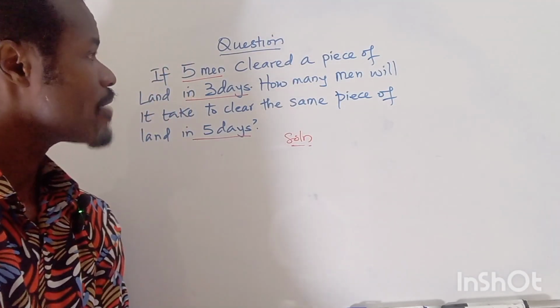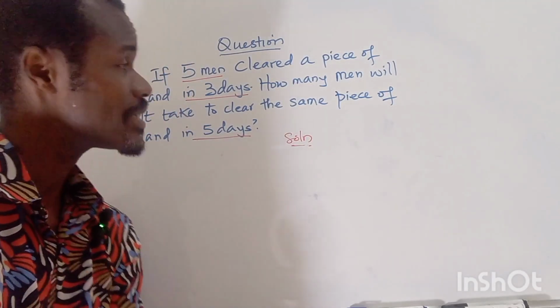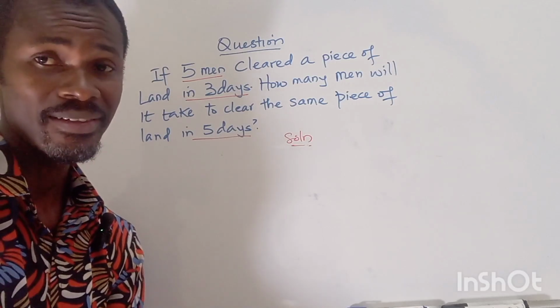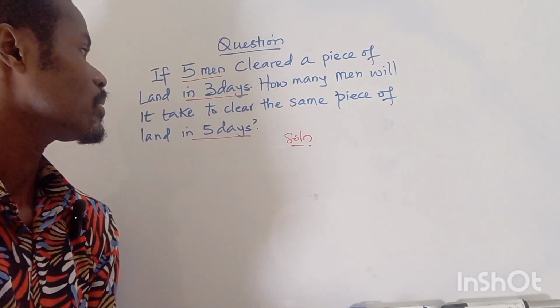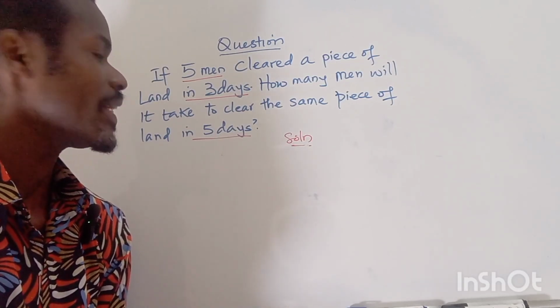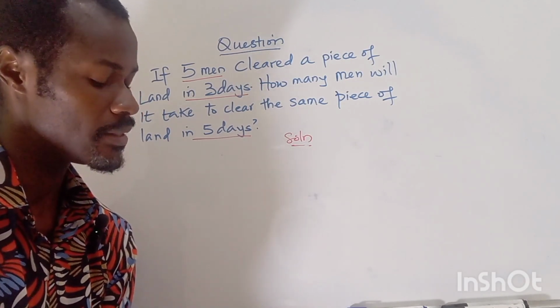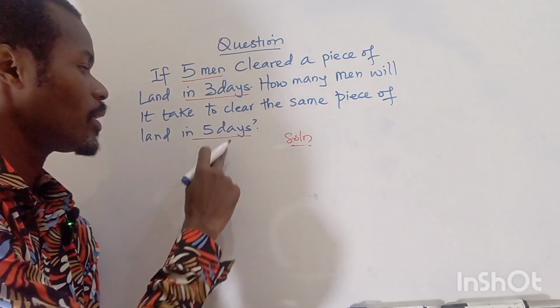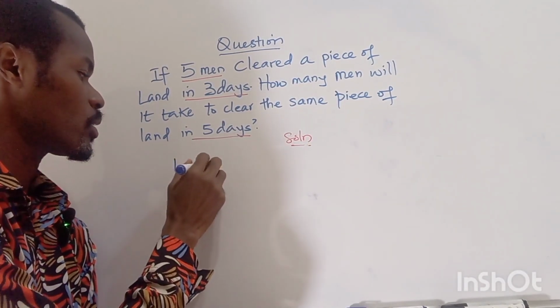Alright, so today we have a problem on the board on proportion. It says if 5 men cleared a piece of land in 3 days, how many men will it take to clear the same piece of land in 5 days? Now, by reading the question, we can observe that there is a problem on inverse proportion.